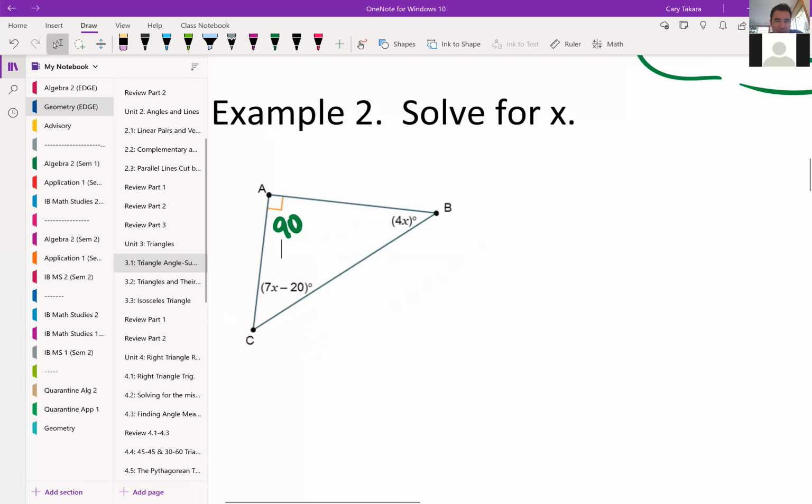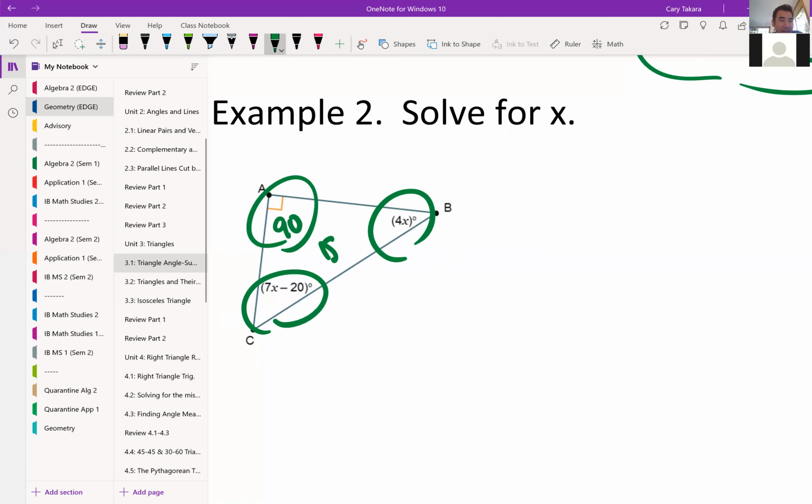Okay. So one way is you just add 3 angles, and that's 180, right? So that's one way to do that. So you get 7x minus 20 plus 4x plus 90. If you add all 3 angles, that will be equal to 180. And that's one way to do that.